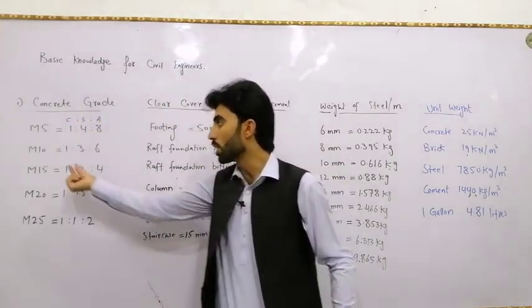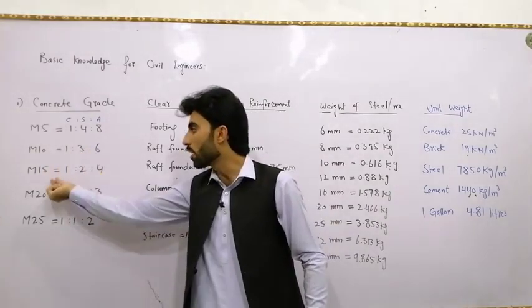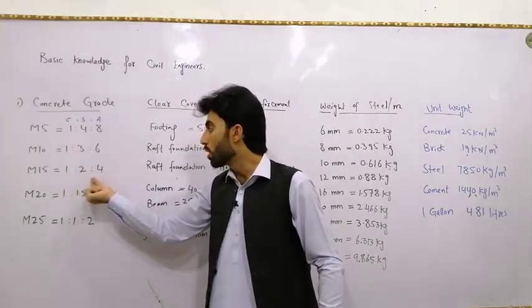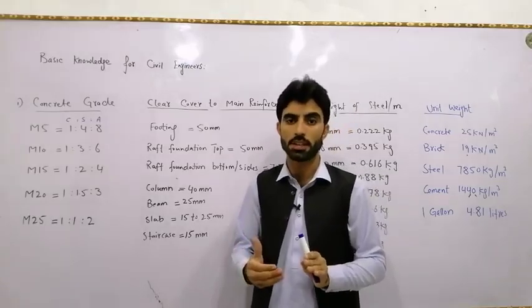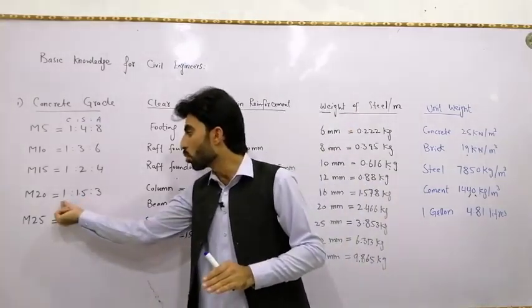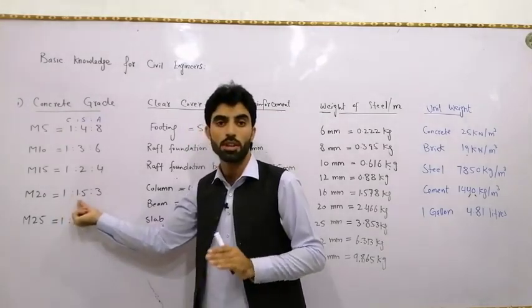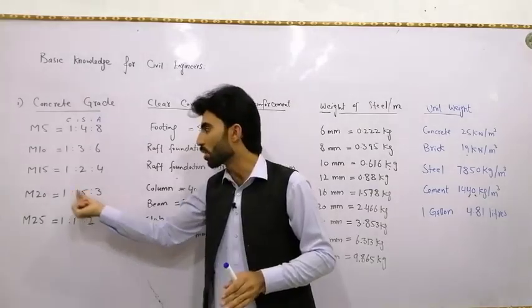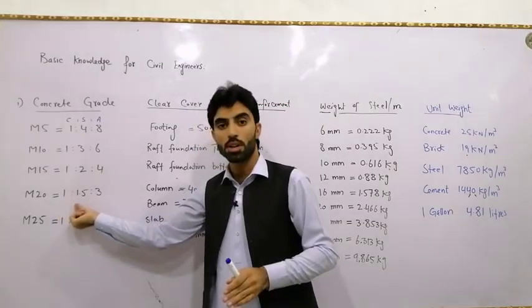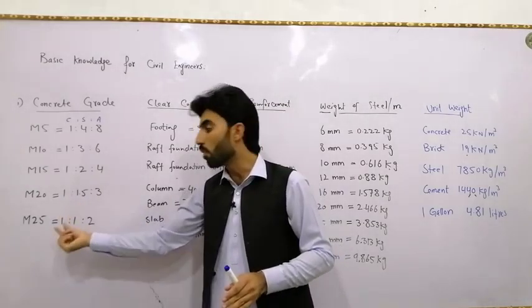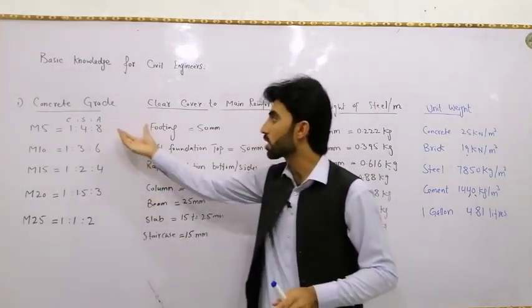For M10 it is 1:3:6, and for M15 1:2:4. If in the drawing you see M20 grade concrete for slab, you have to use 1:1.5:3. 1 will be cement, 1.5 will be sand, and 3 will be aggregate. So for M15 it is 1:2:4, for M20 1:1.5:3, and for M25 1:1:2. Okay, so this is concrete grade.